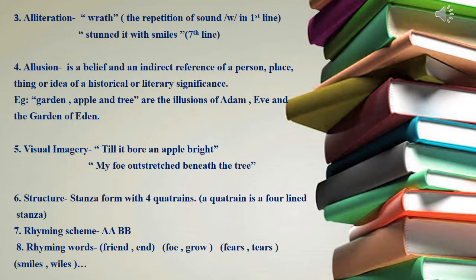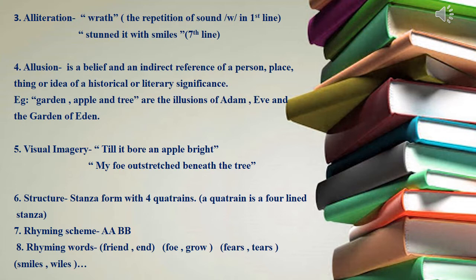Number 3, alliteration. What is alliteration? Alliteration means the repetition of a consonant sound. So here we can see "wrath", the repetition of the w sound in the first line. And also "sunned it with smiles". In the 7th line you can see the repetition of the s sound.